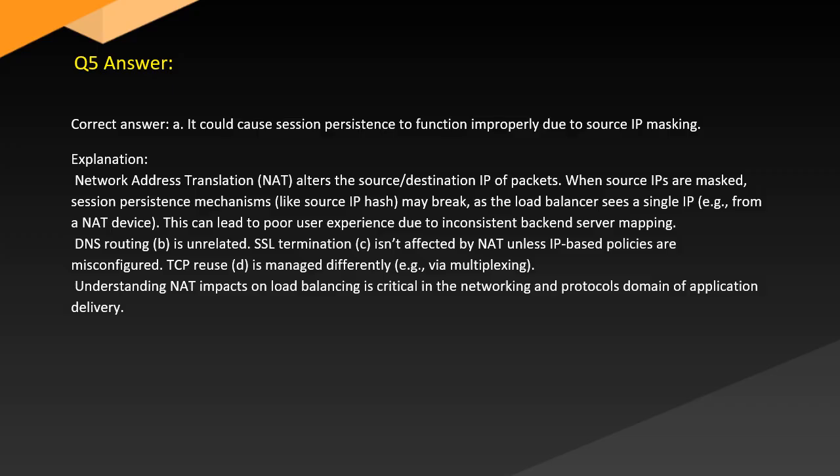DNS routing B is unrelated. SSL termination C isn't affected by NAT unless IP-based policies are misconfigured. TCP reuse D is managed differently via multiplexing. Understanding NAT impacts on load balancing is critical in the networking and protocols domain of application delivery.